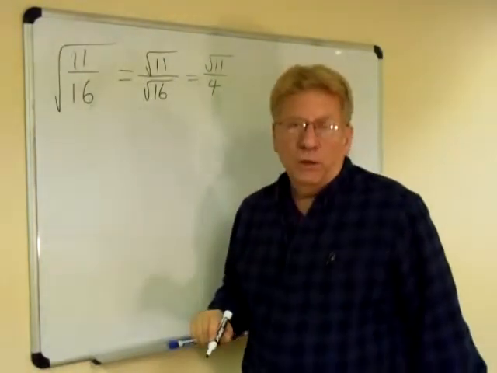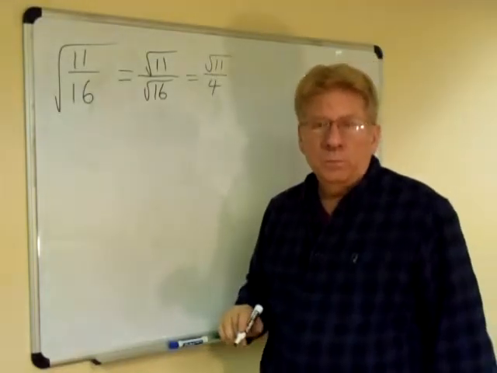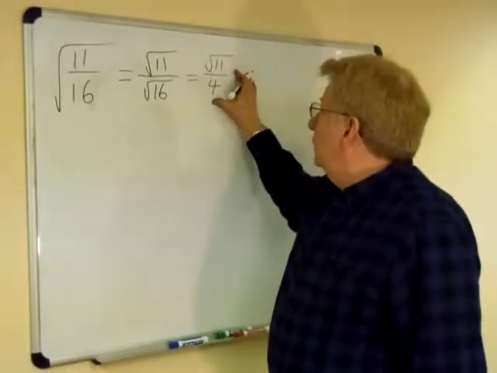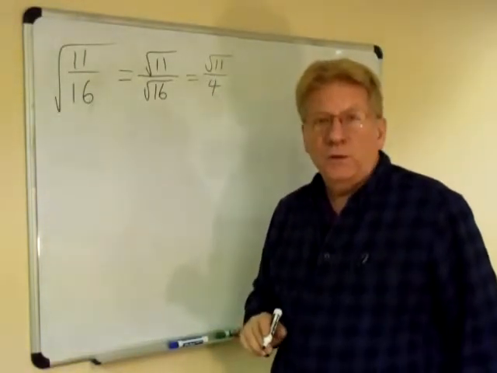11 is not a perfect square, and it's a prime number. It can't be factored. So that's as far as we can take it. To go any further, we'd have to use a calculator and end up with a decimal value.